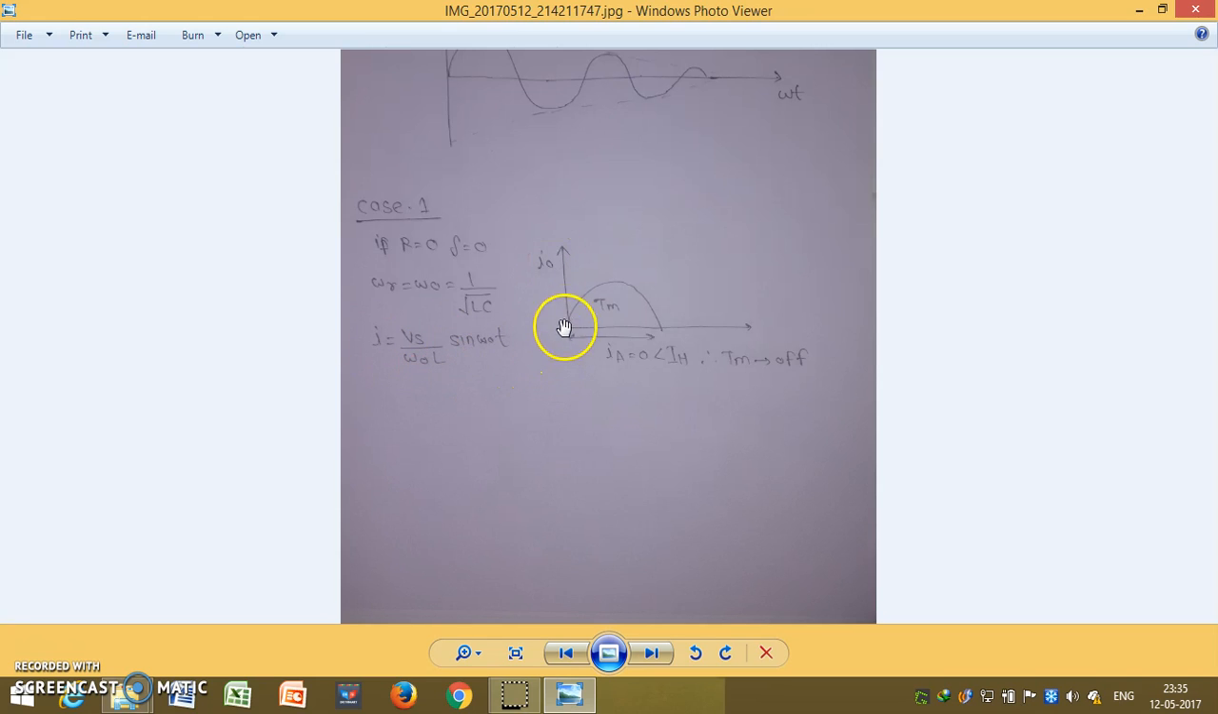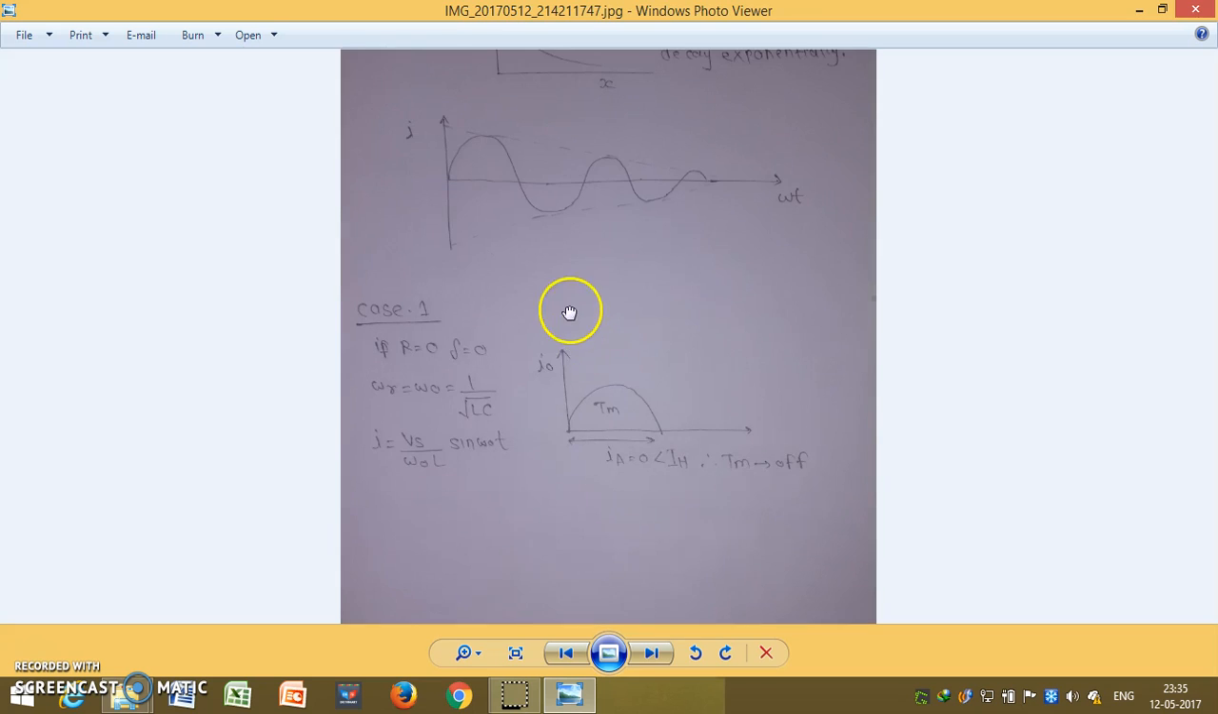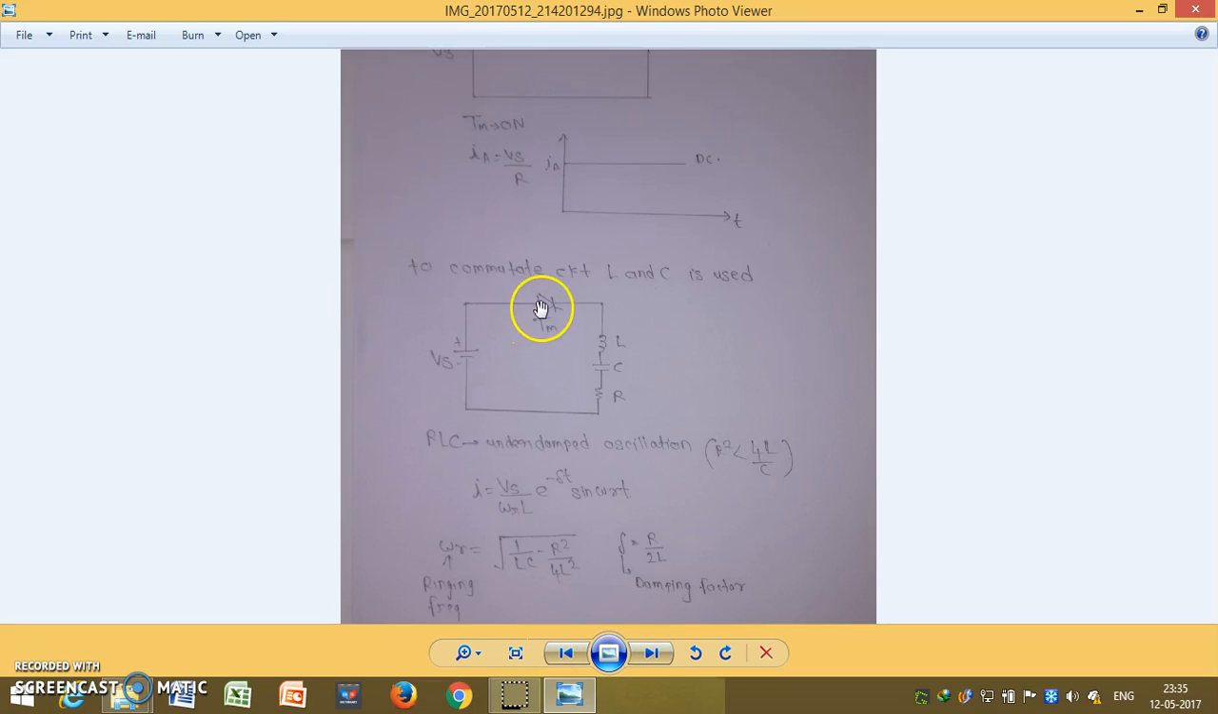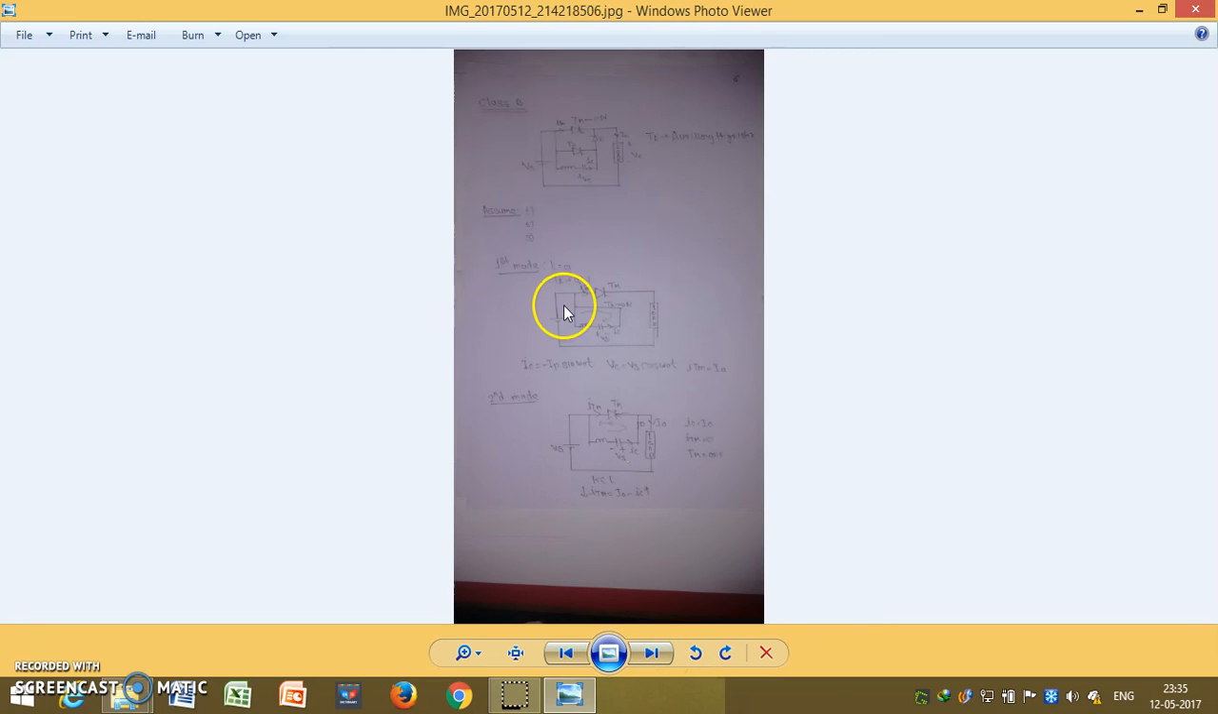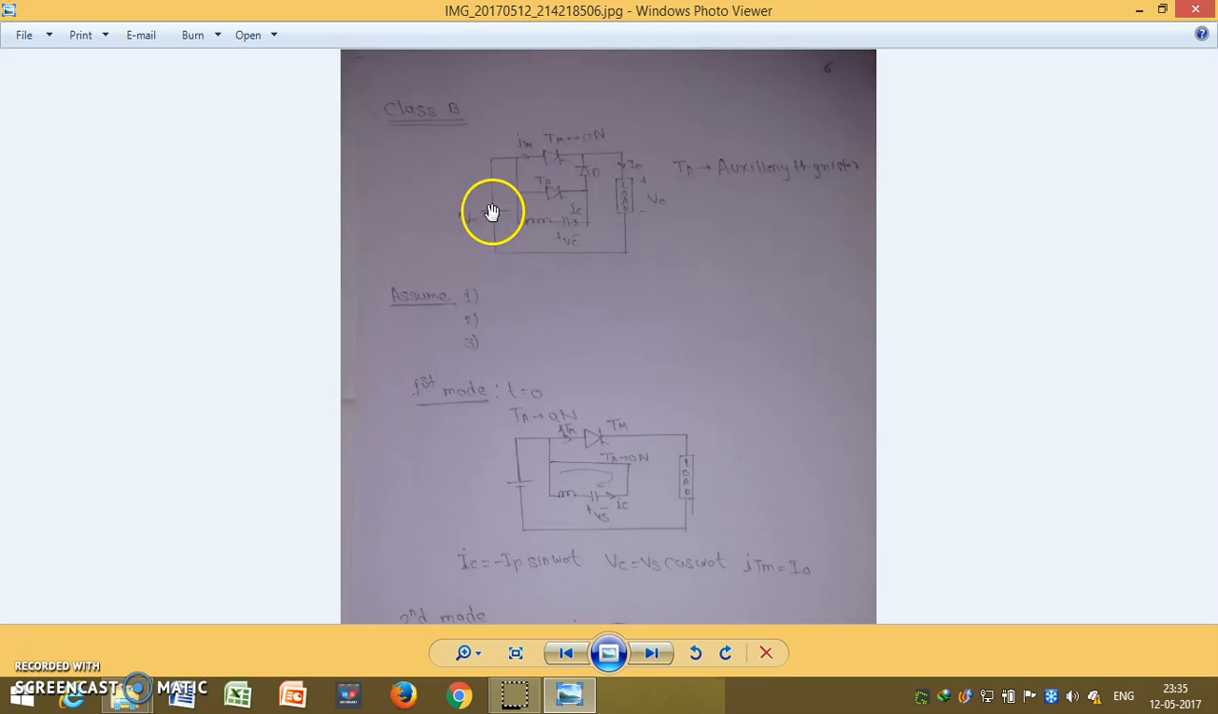And in this we have a current waveform like this. This is the current. When the anode current is less than the holding current, our main thyristor will be off and our circuit will be off. So this is the way by which we are doing commutation. Now our main important topic is class B commutation.